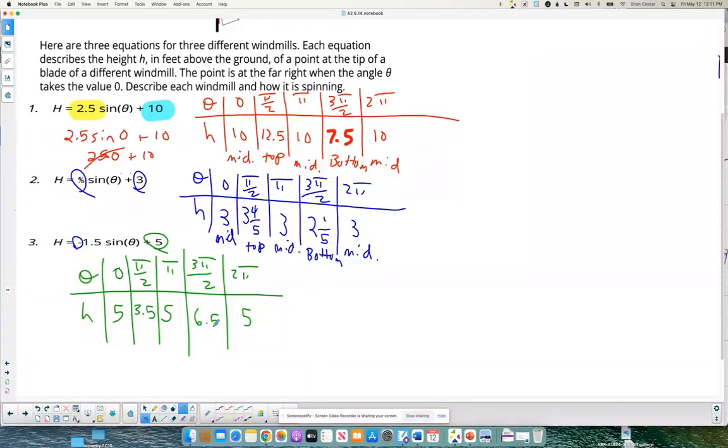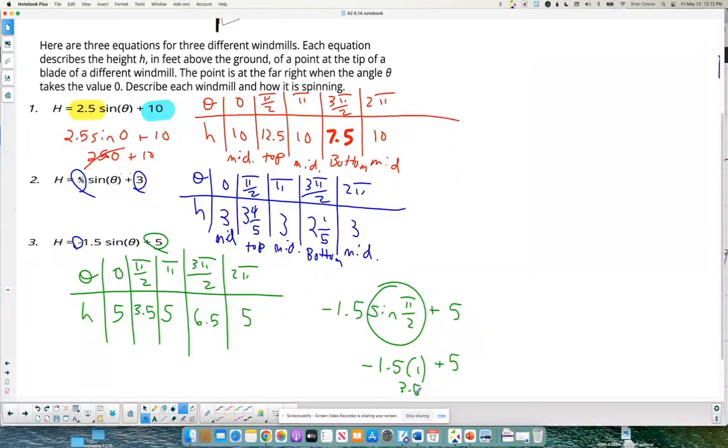Now, if you're a little confused, you could just do this. Negative 1.5 times the sine of pi over 2 plus 5. So the sine of pi over 2, you should know this is equal to 1. So it's negative 1.5 times 1. So that gives you 3.5. That's how I get that value.